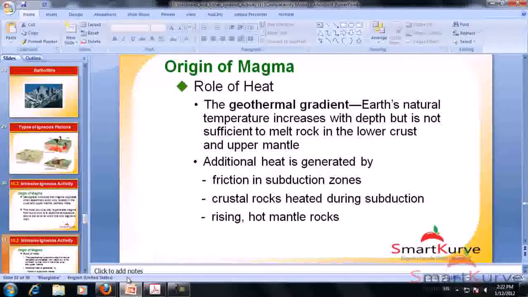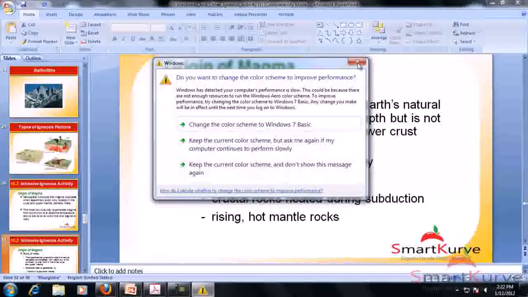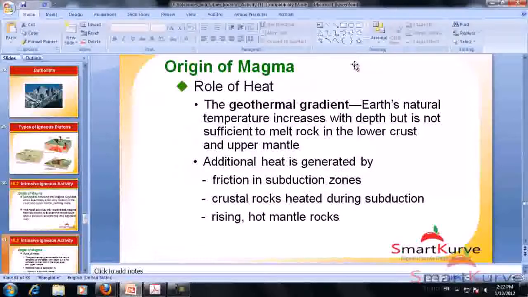Next, slide 31, the role of heat. The geothermal gradient, which is Earth's natural temperature increase with depth, is not sufficient to melt rock. We can't do that in the lower crust and the upper mantle, so we need to get additional heat from friction. Remember when we talked about subduction zones? We've got those two tectonic plates rubbing against one another.